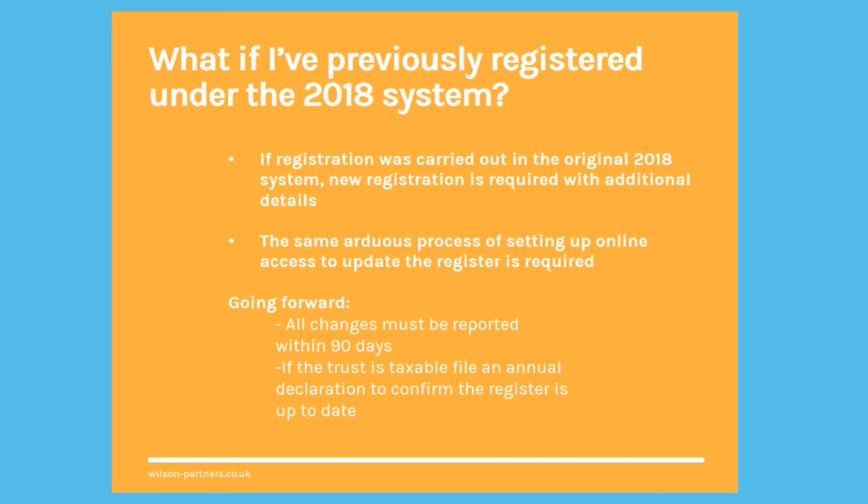So a lot of people will be asking, what if I've already registered under the 2018 system? Basically, it means that you are now required to re-register and provide some additional information. The same arduous process of setting up an online account to update the register is required. And then going forward, all changes to a trust have to be reported within 90 days. And if the trust is taxable, an annual filing will be required to declare that the trust's information is up to date.